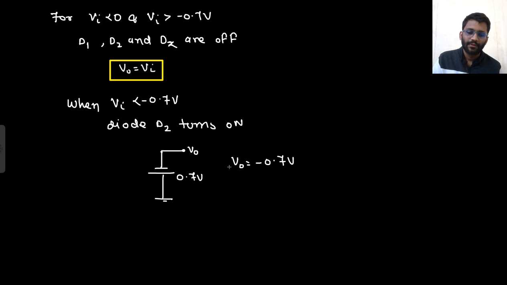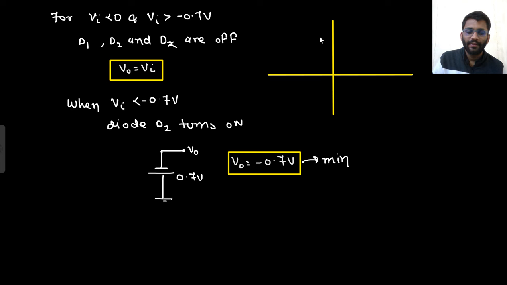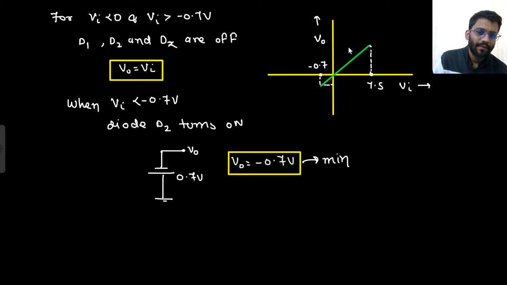Basically, that's the minimum value and that is the maximum value. So can you draw the transfer characteristics? Yeah, we can certainly draw. This is V0, this is Vin. What was the breaking point here? That was 7.5 volt and here it was minus 0.7 volt. Between these two points, V0 is equal to Vin.